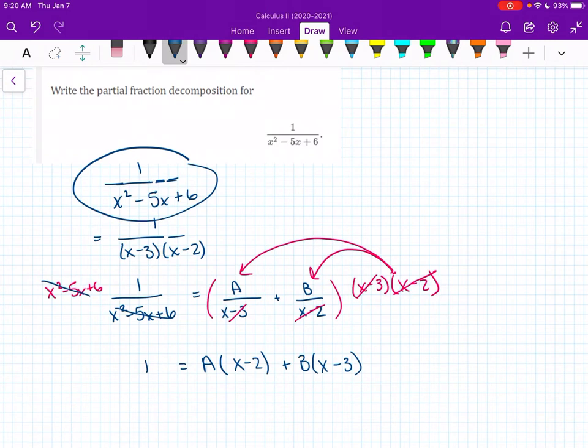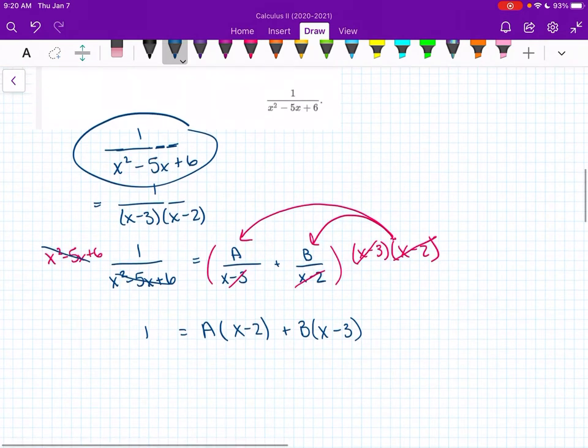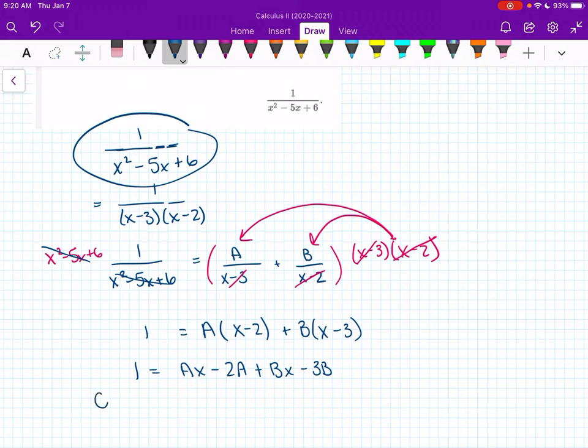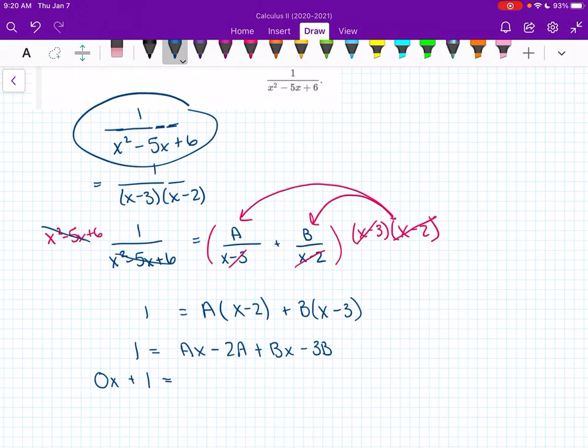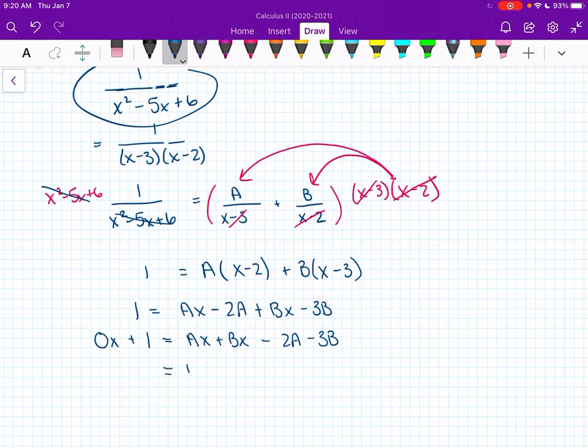And so now I need to solve this expression. And here's the trick to solve this. I'm going to keep the 1 over here, and I'm going to go ahead and distribute. So I get ax minus 2a plus bx minus 3b. And if I want to rewrite the left-hand side, I can rewrite that as 0x plus 1. So I'm going to put all my x terms first. So I'm going to have ax plus bx minus 2a minus 3b. So now I can see that a plus b has to be the same thing.